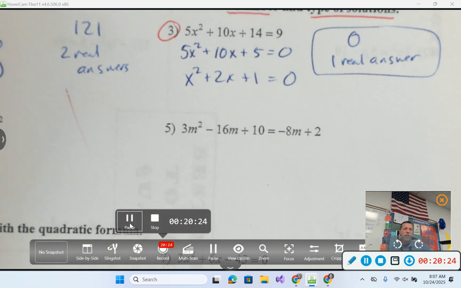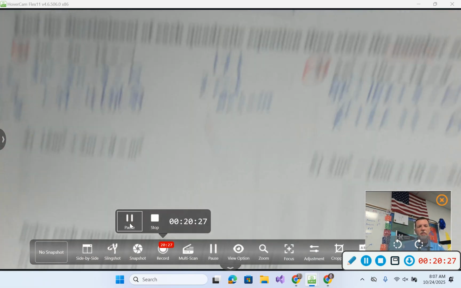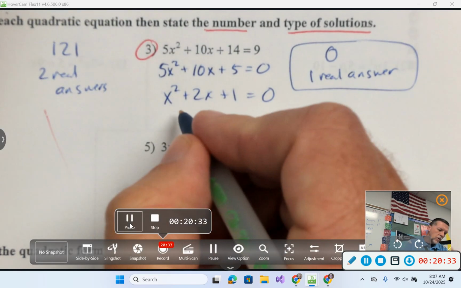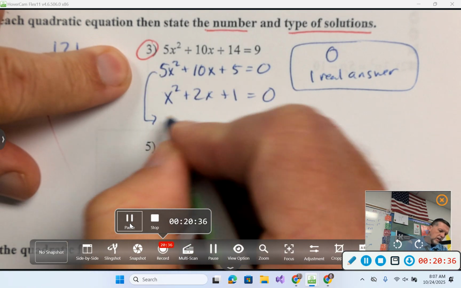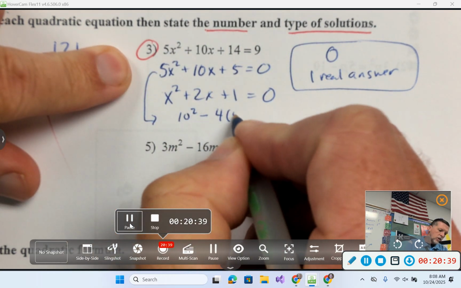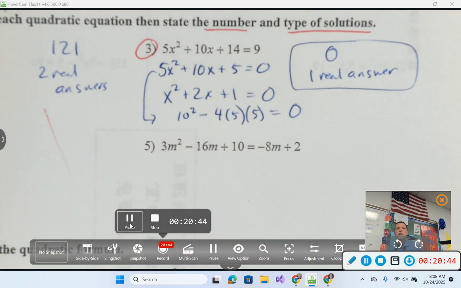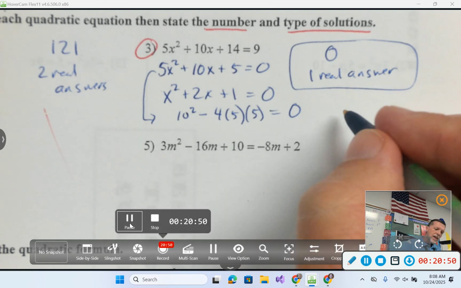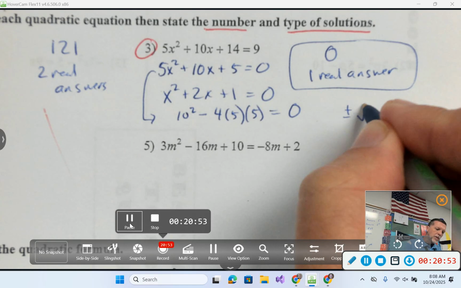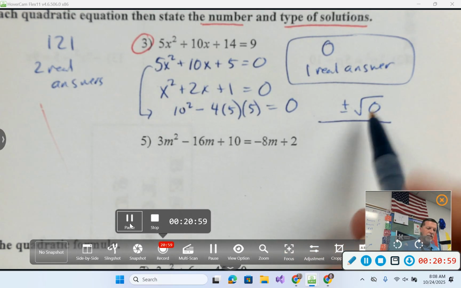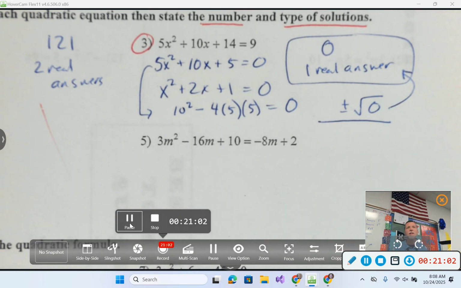Okay, we need to do a real one together because that was tricky and that was only part of the equation. Number 3. The answer is 0 because 10 squared minus 4ac is 0. But you didn't solve it. I know that in my quadratic formula it's plus or minus the square root of 0. Doesn't really matter what the rest is. Plus 0, minus 0, that's going to be the same thing. So I'm going to have one answer. I don't have to do the whole thing to know that there's only going to be one answer.